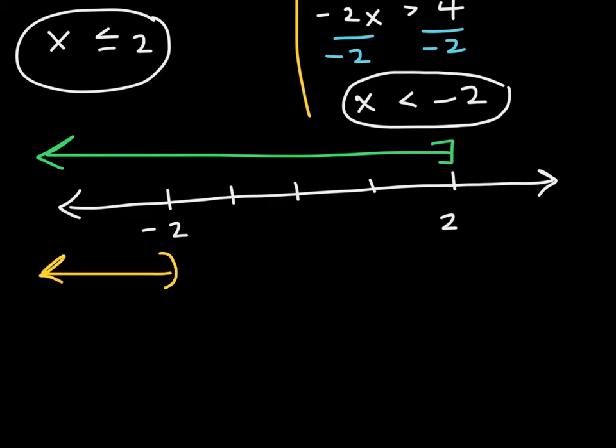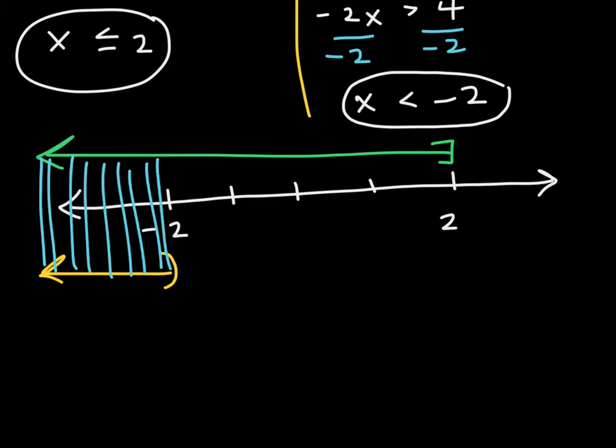Now, this is not my final graph. This is just me brainstorming here, guys. Remember that the intersection of these two sets means you're looking for all of the numbers that are in both sets. The numbers that are in both sets will be this overlapped area. These numbers do not make it into the intersection because they're not in both sets. They're only in the green set, not in the yellow. So the intersection, or the overlapped area, starts at negative 2 and then goes that way forever to the left.